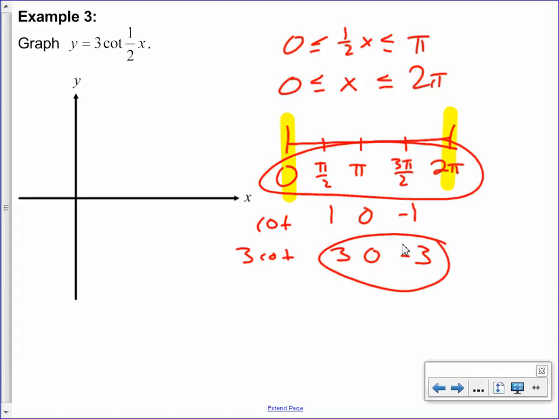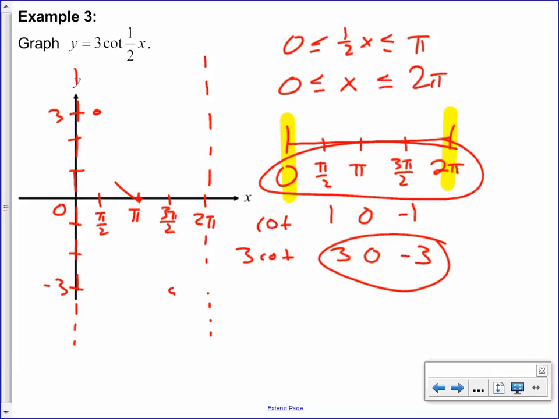This is what I need to see on your graph. So 0, pi over 2, pi, 3 pi over 2, 2 pi. The 0 is the asymptote, and so is the pi over 2. No, 2 pi. 0 and 2 pi are the asymptotes. I might have misspoken. I apologize. So there, and there.